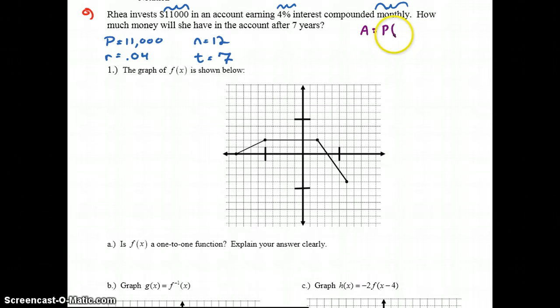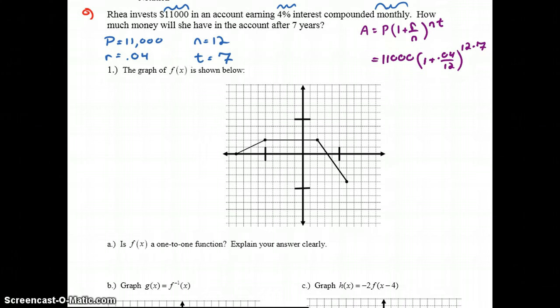Now the formula for compounding interest is that the amount that you have is equal to the amount you start with, the principal amount, times 1 plus the rate. Oh wait, we've got to compound this. So the rate divided by the number of times compounded, all to the power of number of times compounded times time. What this comes out to in this problem is 11,000 times 1 plus 0.04 over 12 to the power of 12 times 7.